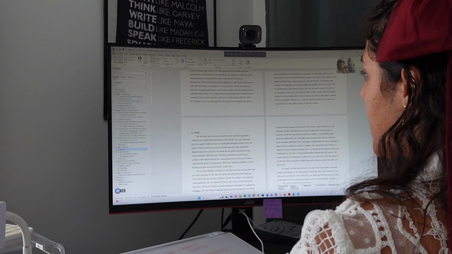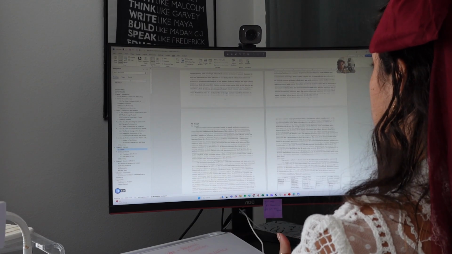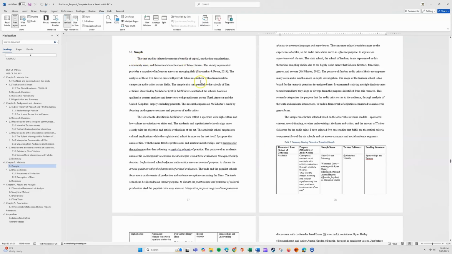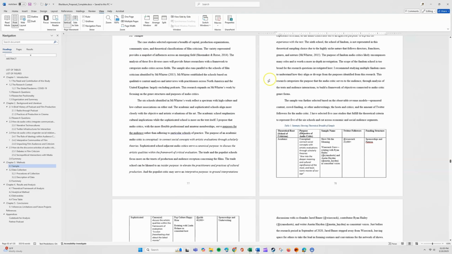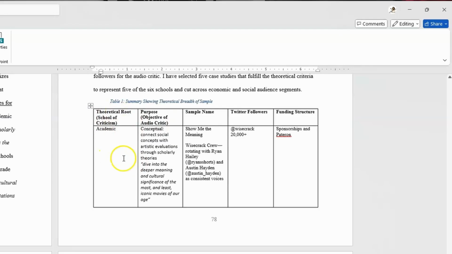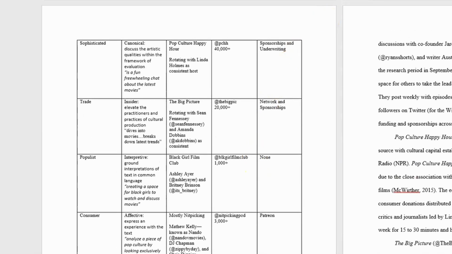Then into the method section, it's where I'm explaining exactly what I wanted to do in this project, outlining exactly what my sample is going to be, justifying why I picked them as a sample, and relating it to these theoretical roots. I picked the sample not randomly, and also not in a biased way. There's a reason why these 5 types of podcasts represent a breadth of the types of film critics we would expect to see, so I can start to make those connections.